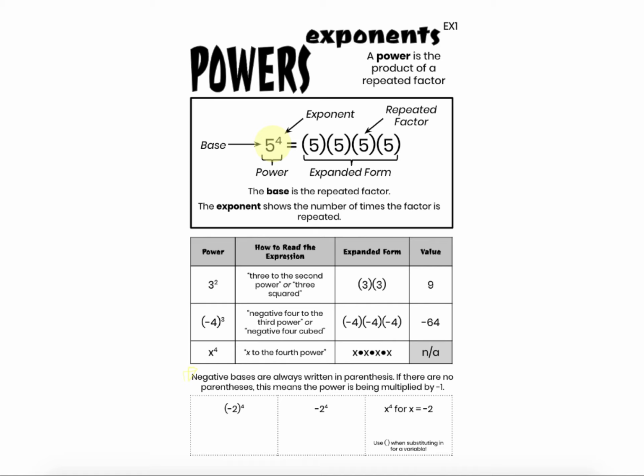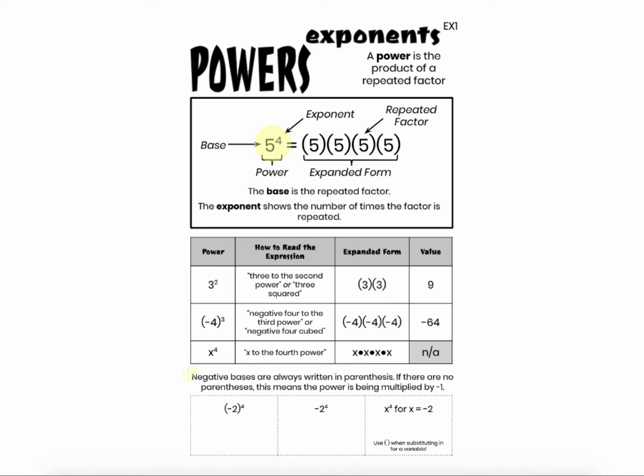So 5 to the 4th power is 5 times 5 times 5 times 5, where 5 is the base, the factor that I will repeatedly multiply by itself. And 4, the exponent, tells me how many times to multiply that base by itself. So 5 to the 4th is 5 times 5 times 5 times 5, 4 times. This 5 times 5 times 5 times 5 is called expanded form. That's where we write the repeated multiplication.